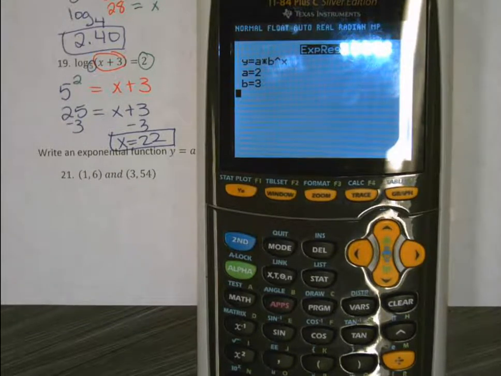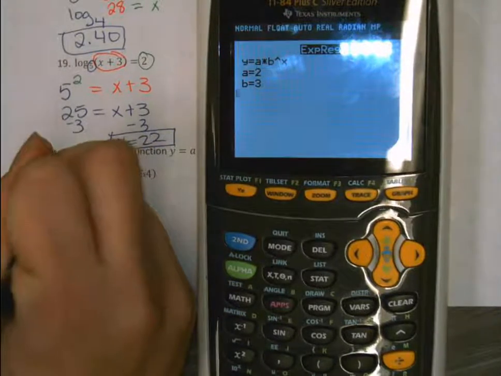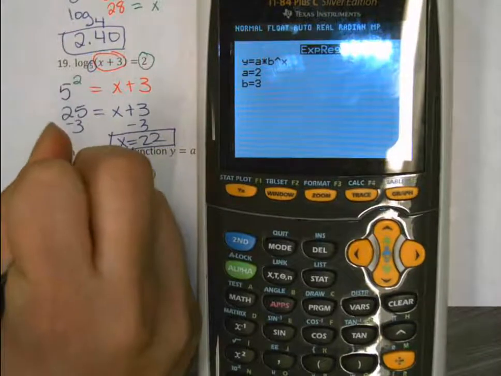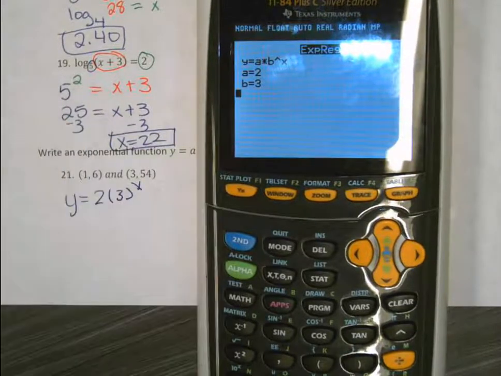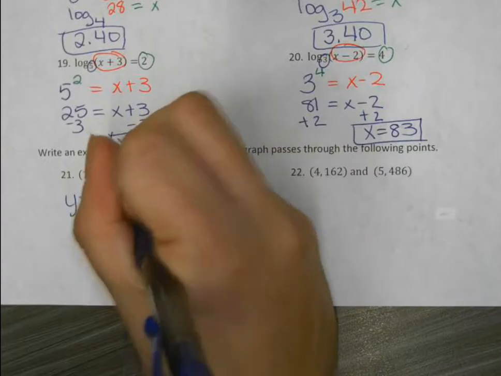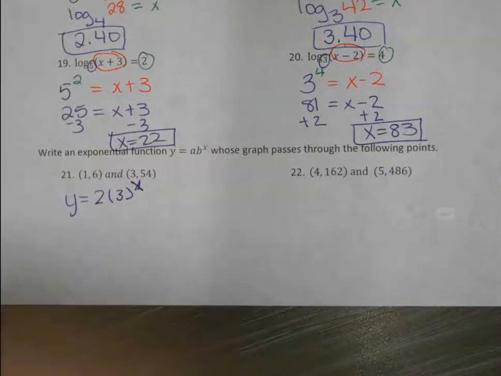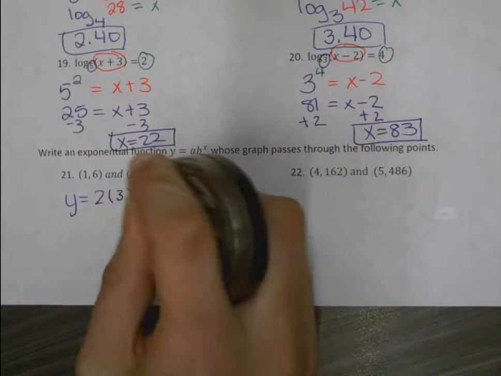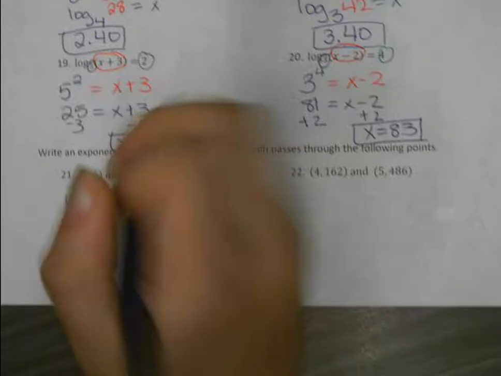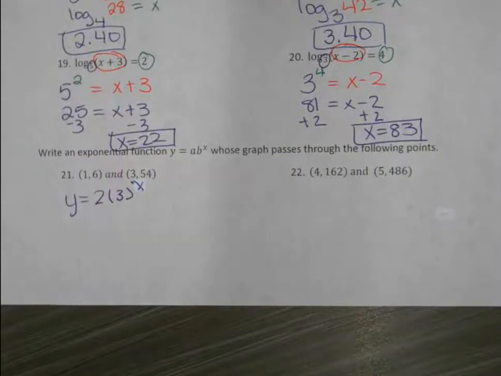Okay, what does this mean? My x looks like I'm going to write it out. Okay. So I do the same thing for 22.